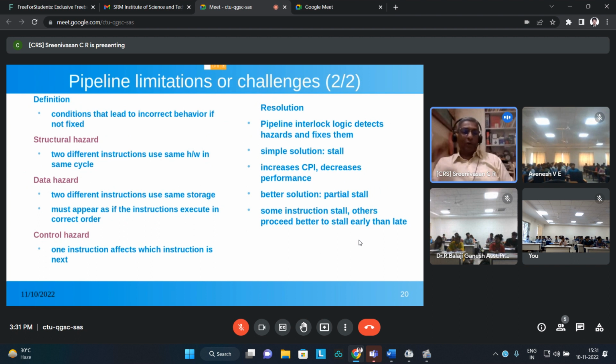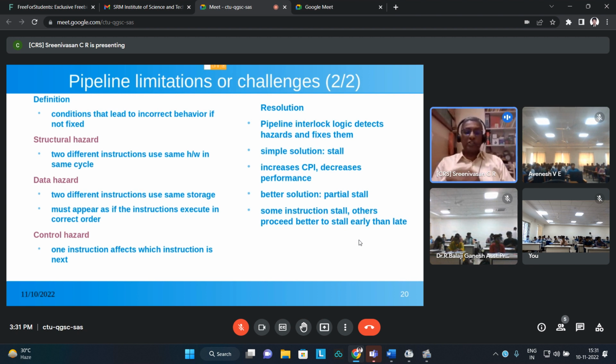Okay, so in structural hazard, two different instructions use the same hardware in the same cycle, right? So then it becomes difficult. Two different instructions use the same pipeline and want the same cycle to use. It's just not possible, right? So it will create conflicts, and results will not be delivered. In data hazard, what happened?